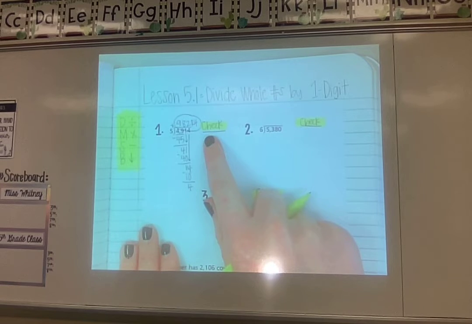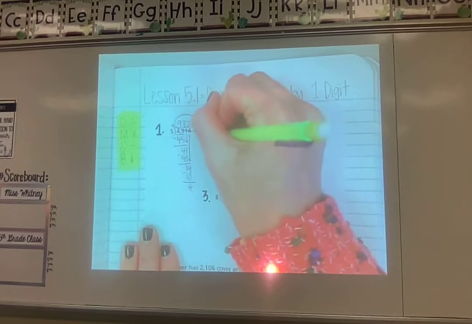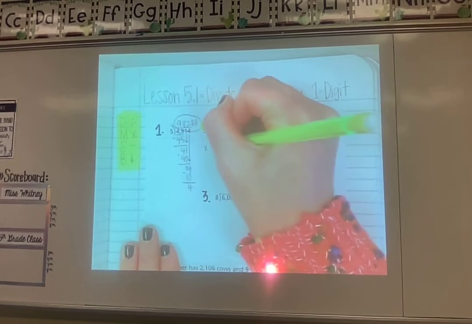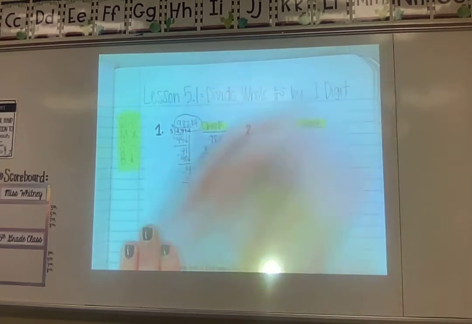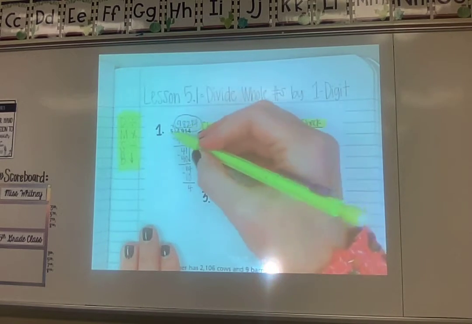Now your homework assignment is going to ask you to check your answer. In order to check my answer to see if I got it right, I take my answer times the outside number, and I should get what was on the inside of the house. So we're going to take 982 times 5. If I have a remainder, I don't worry about it yet. We'll do that here in a second. So 982 is what I got, times the number on the outside.